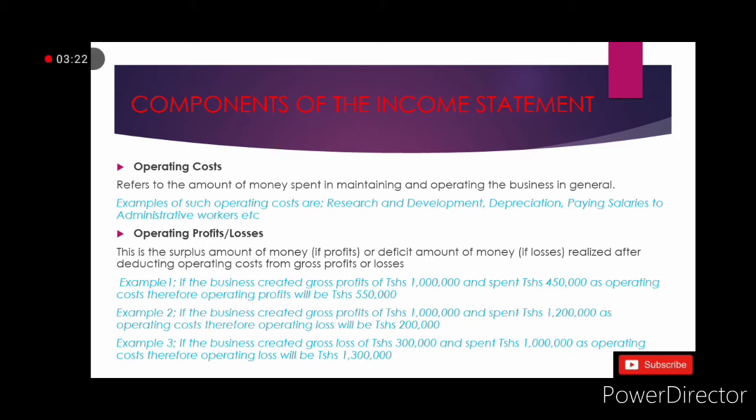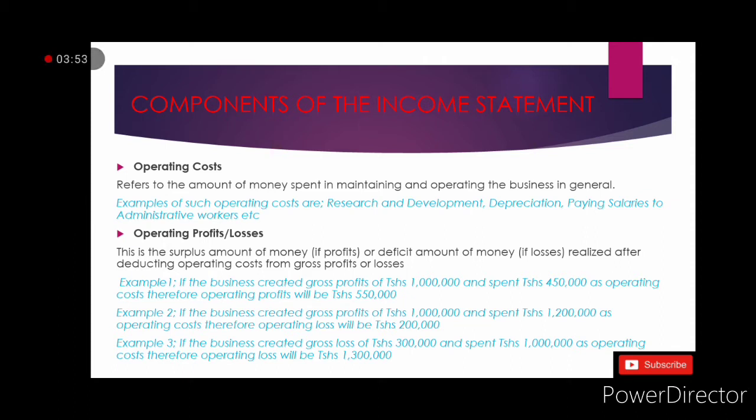So that's depreciation. Paying salaries to administrative workers. Administrative workers are all other workers in the business that aren't related specifically and directly to production. These could be managers, secretaries, CEOs, all those people. There are also other costs such as marketing, promoting the product or service, or promoting the business. All that falls into operating costs.